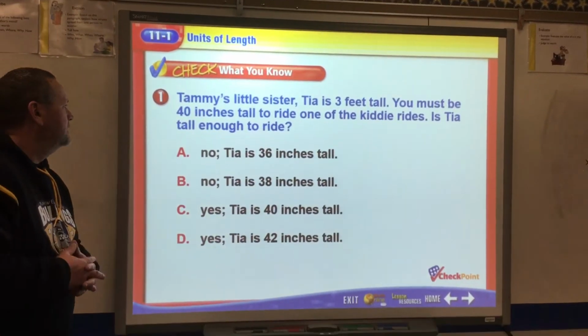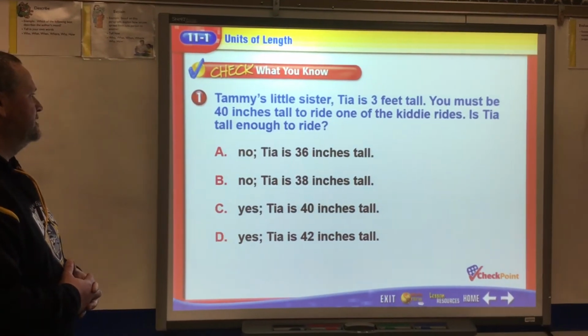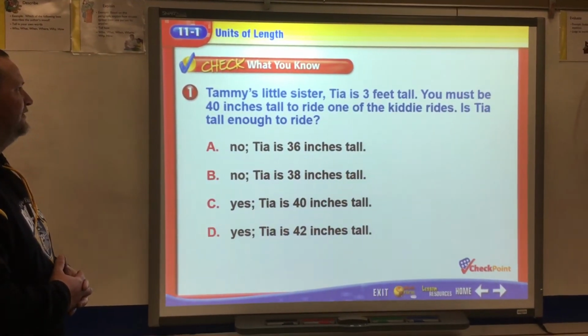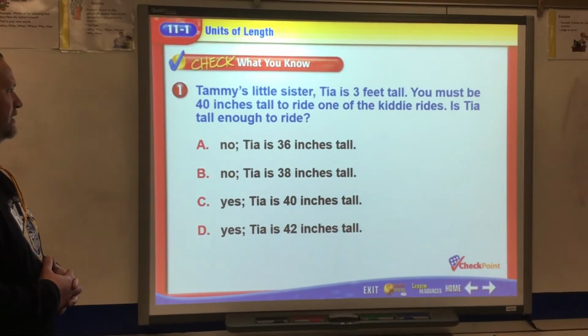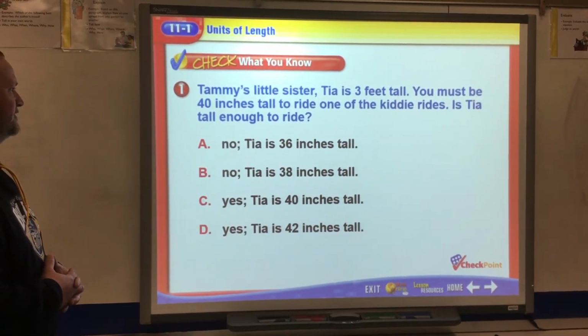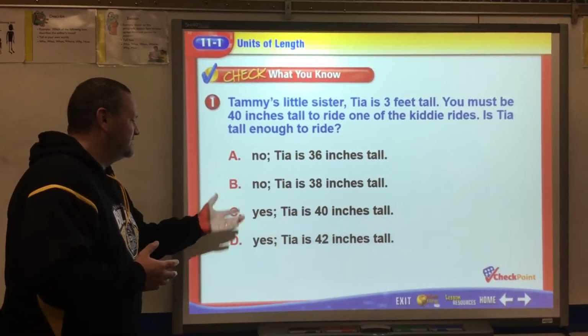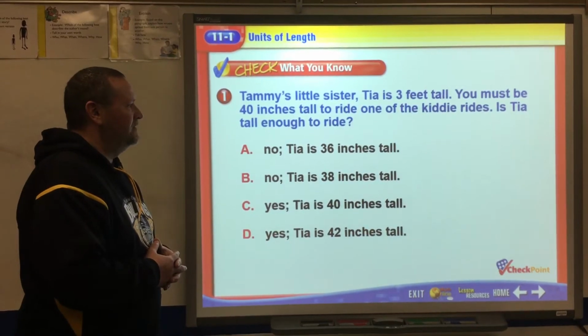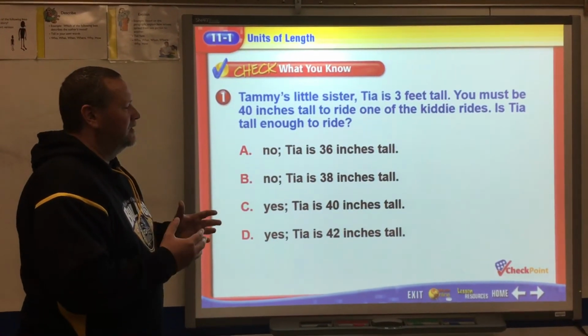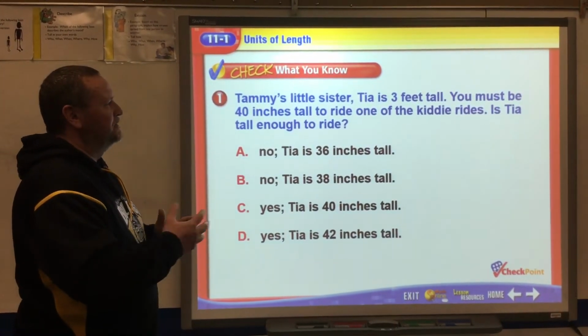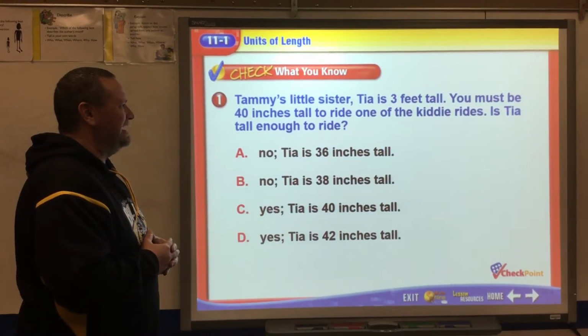All right. Tammy's little sister, Tia, is 3 feet tall. You must be 40 inches tall to ride one of the kiddie rides. Is Tia tall enough to ride? All right. We have several options here. First thing you have to do is convert her measurement, which is in feet. You have to convert it to inches.